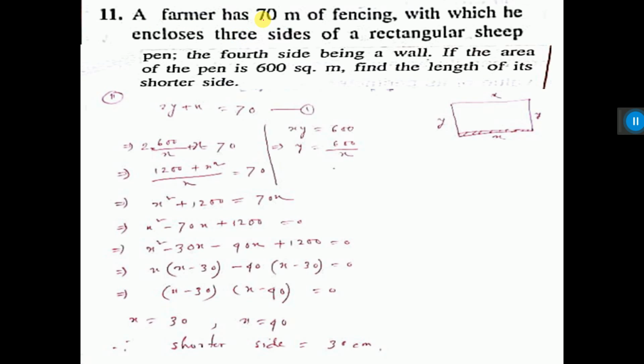A farmer has 70 meters of fencing with which he encloses 3 sides of a rectangular sheep pen. See, 3 sides, 1, 2, 3 sides, and the 4th side being a wall. See, the wall I have marked. If the area of the pen is 600 square meters, find the length of its shorter side. So fencing is given. Fencing means we have to consider perimeter.